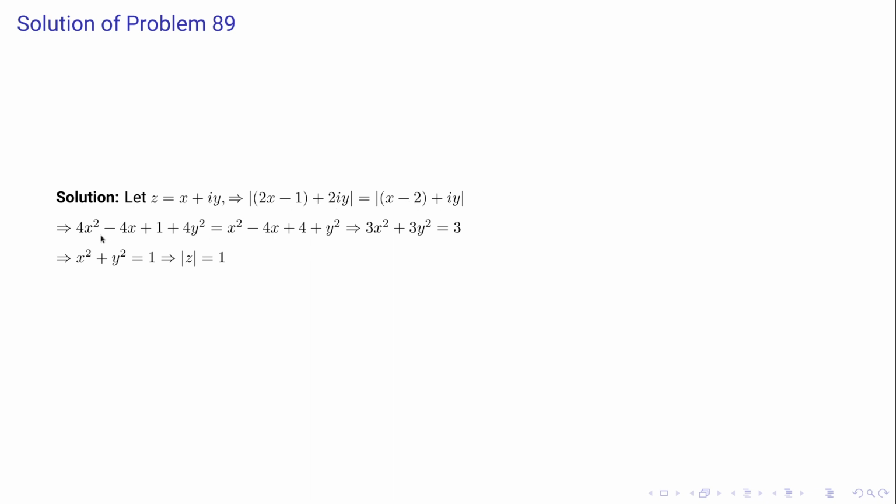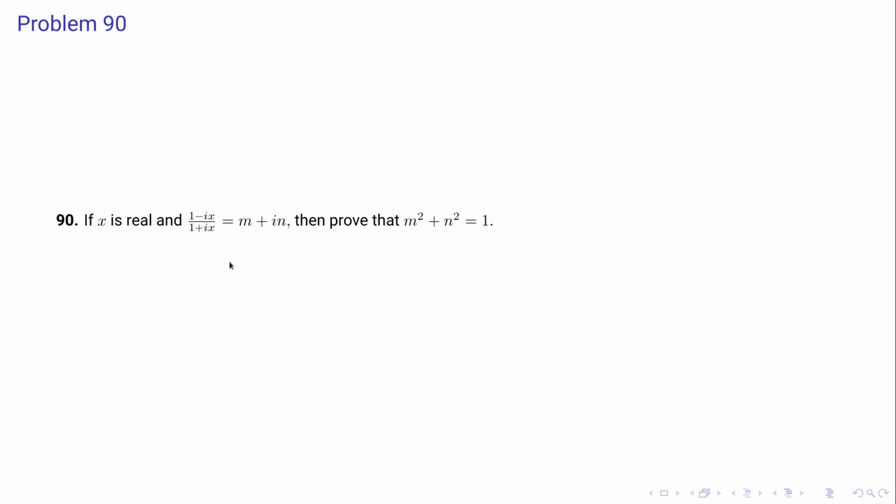We square both sides, we get 4x square minus 4x plus 1 plus 4y square is equal to x square minus 4x plus 4 plus y square. So 4x will get cancelled. This x square goes to the left side. It becomes 3x square. 4y square becomes 3y square when subtracted with this y square. And 4 minus 1 is 3. So 3x square plus 3y square is equal to 3. That is x square plus y square is equal to 1. So mod of z is equal to 1.